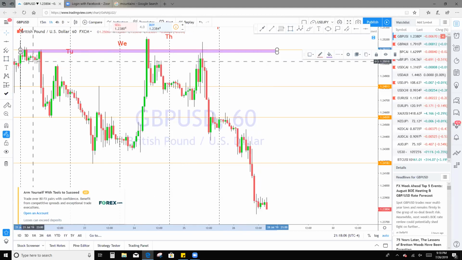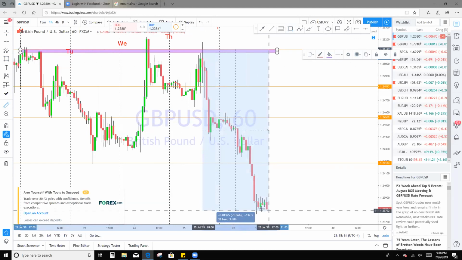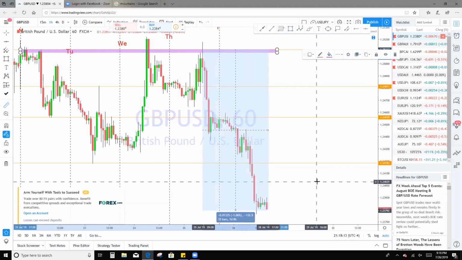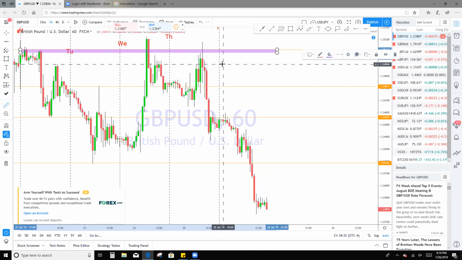How many pips was that? I'm just curious. That was over 132 pips. Started on a Thursday, ended on a Friday. Look at that. That is amazing. This is how Ecclesiastes 11 are catching these moves, guys.